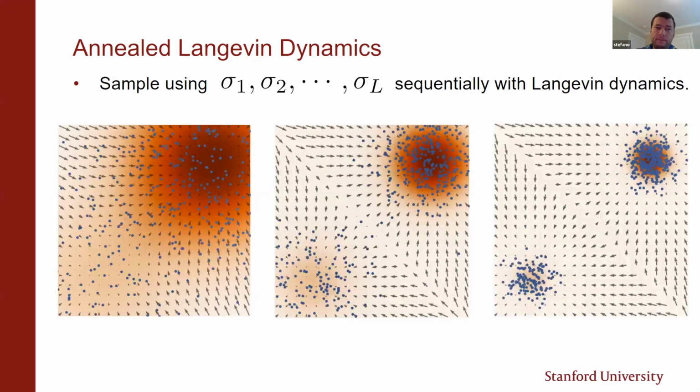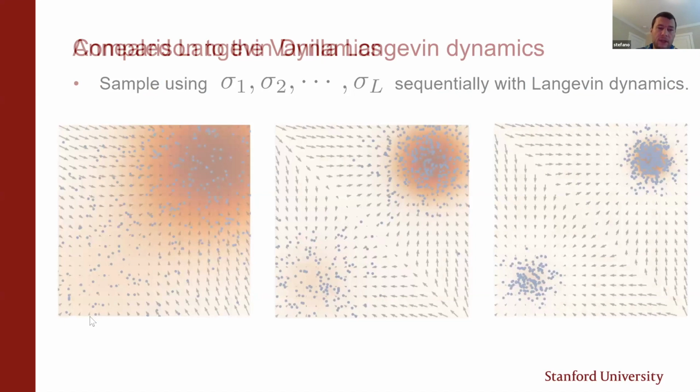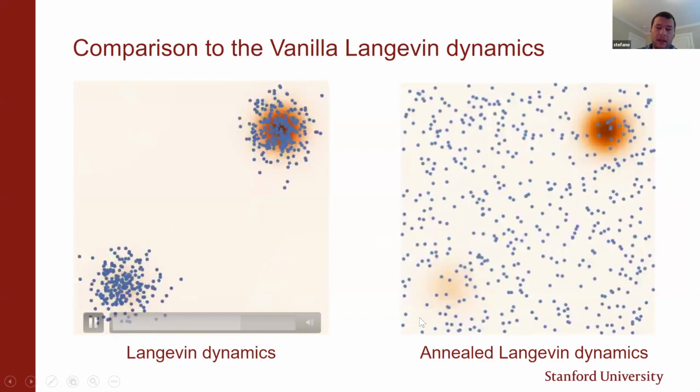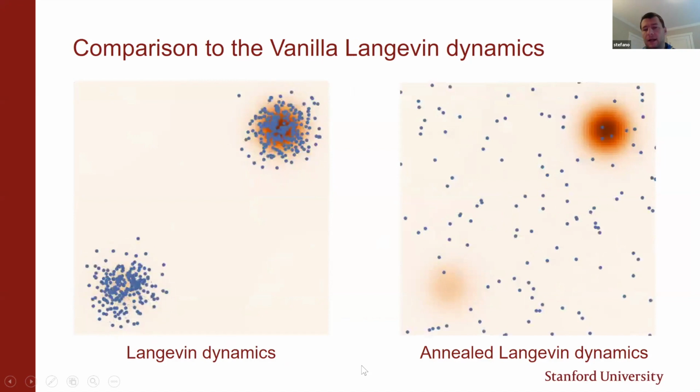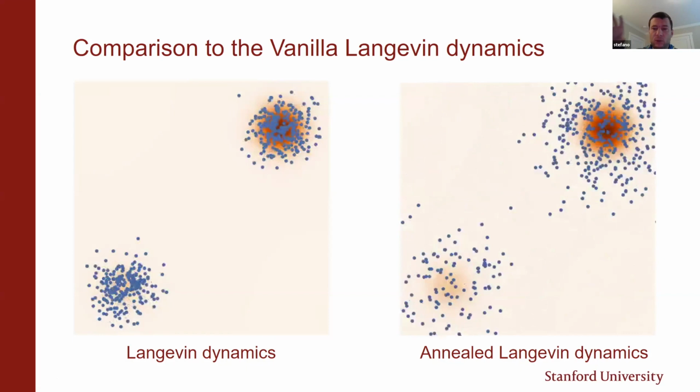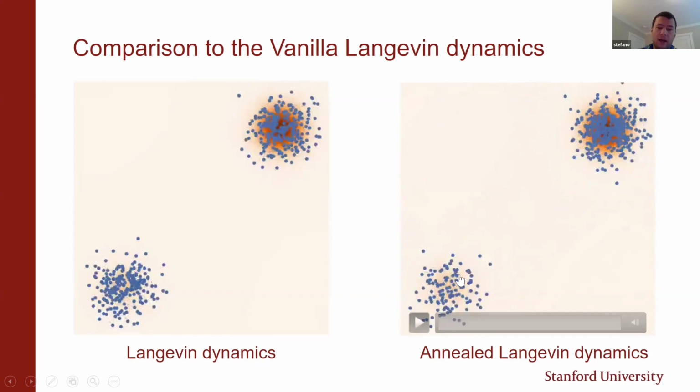This is what happens in that simple example. If you run vanilla Langevin dynamics, this is what you get: you oversample this mode, you sample it too frequently compared to that. And if you do the annealed version, what will happen eventually is that it will use the initial phases when it's easy to mix to figure out the right weighting between the two modes, and eventually you'll end up with many more particles up here compared to down here, which is what you wanted.